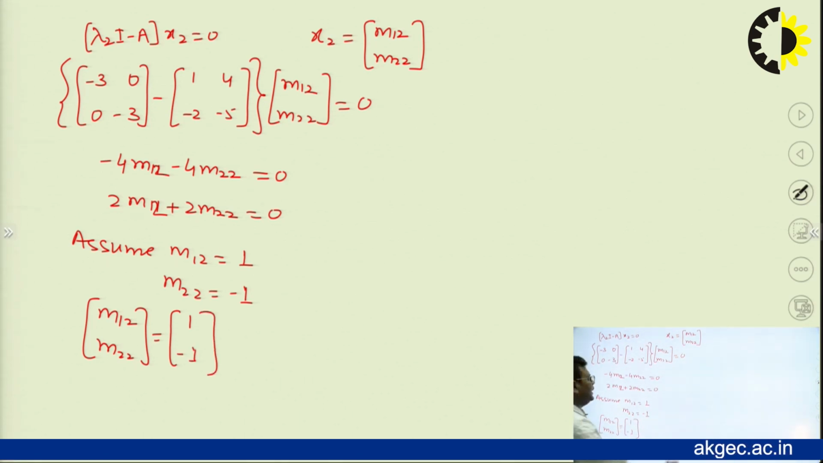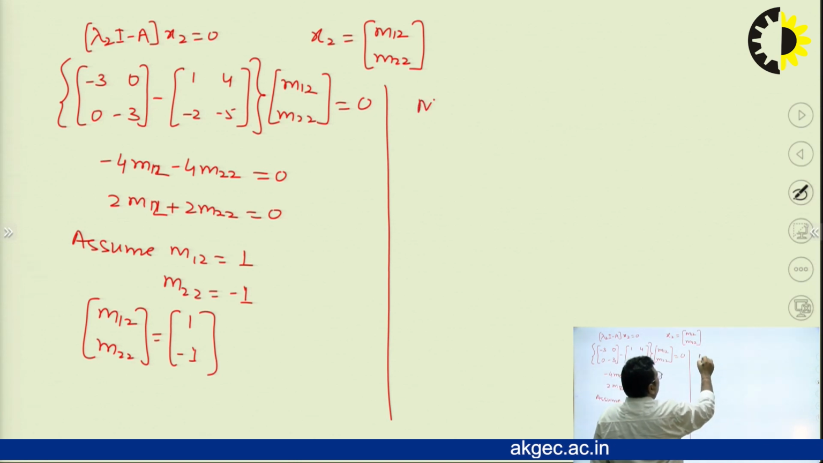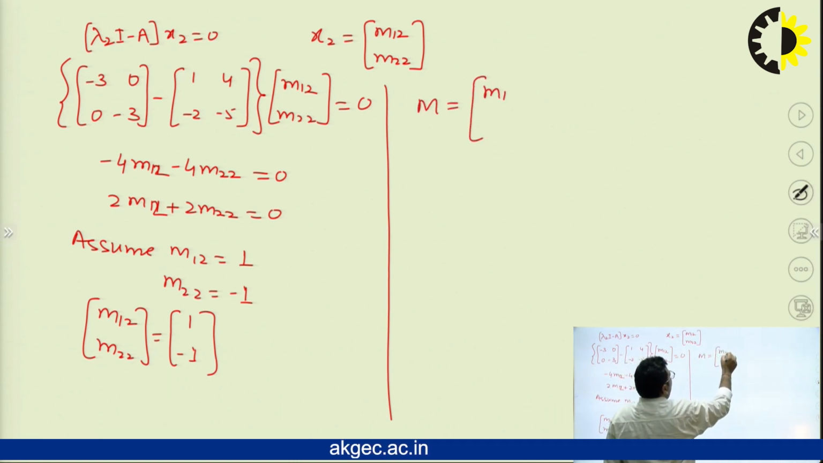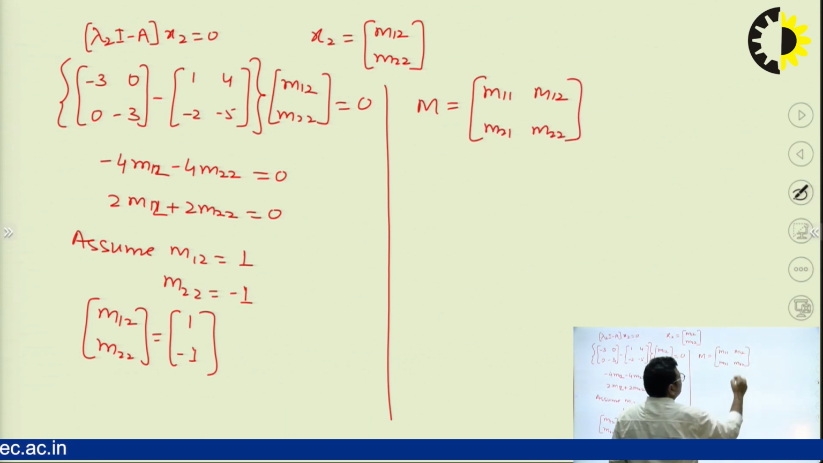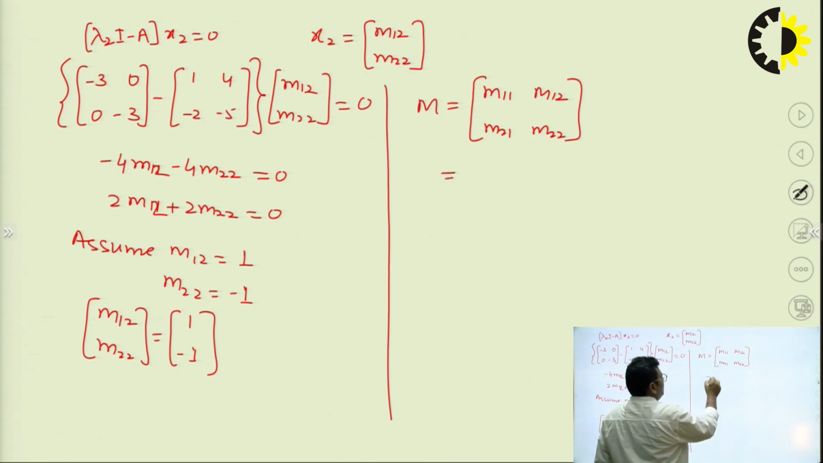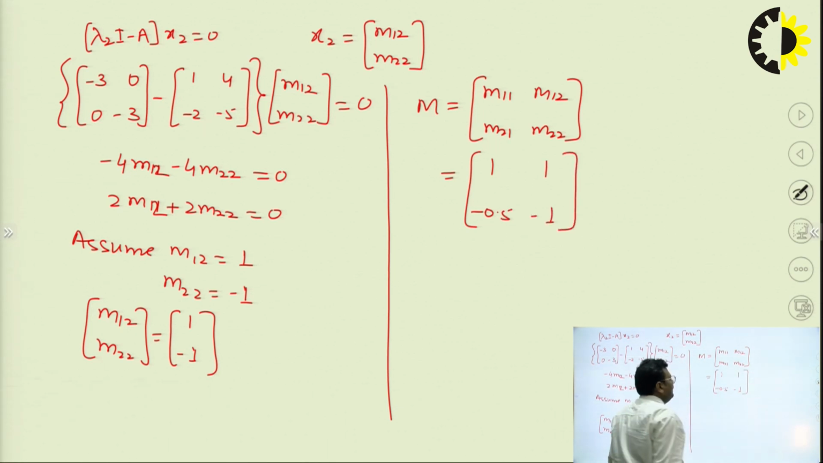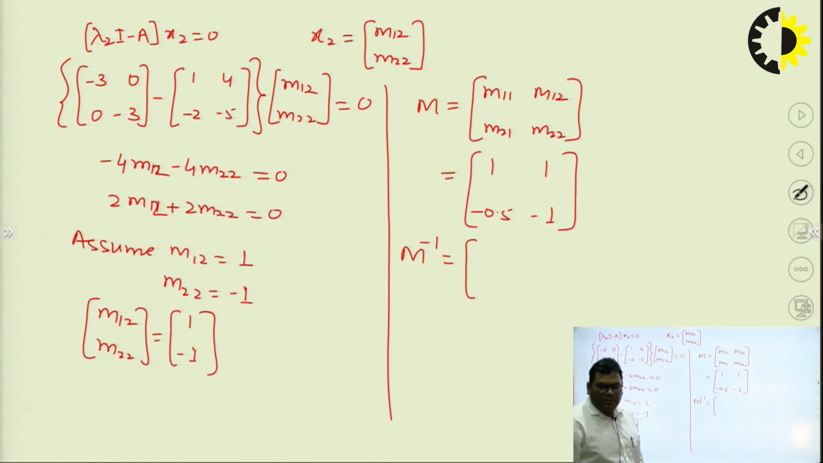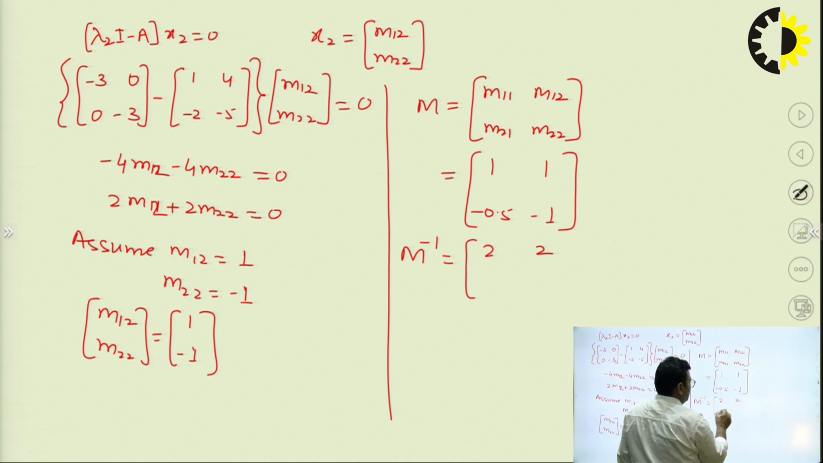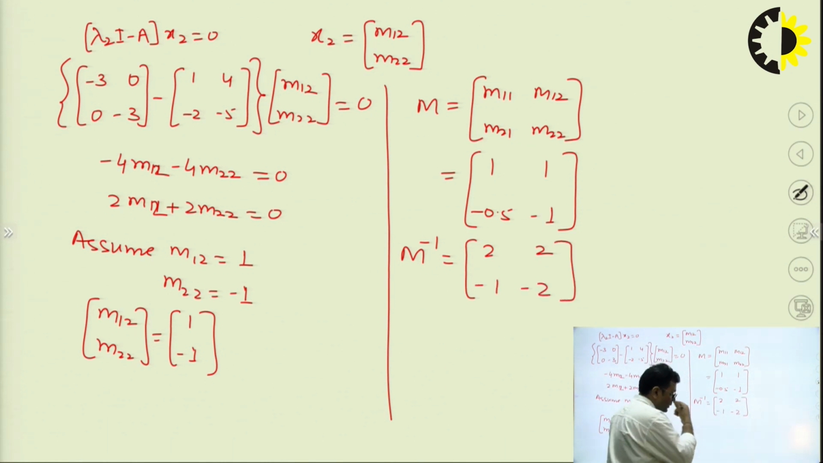So finally, I have calculated the modal matrix M, which is [m11 m12; m21 m22]. This is called the modal matrix. Here I can put the values: it is [1 1; minus 0.5 minus 1]. Now I will calculate M inverse. The value of M inverse will be [2 2; minus 1 minus 2].